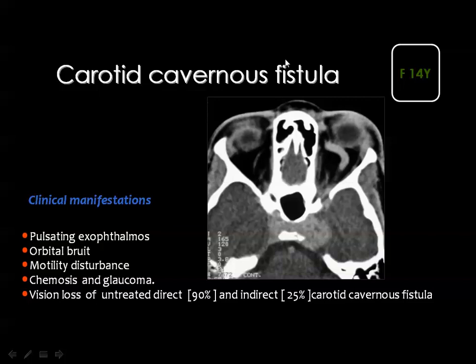The clinical manifestations of carotid cavernous fistula have been mentioned previously, but they include pulsating exophthalmos, orbital bruit, motility disturbances in the ocular muscles, then chemosis and glaucoma, and visual loss in about 25% of untreated direct and indirect carotid cavernous fistula.